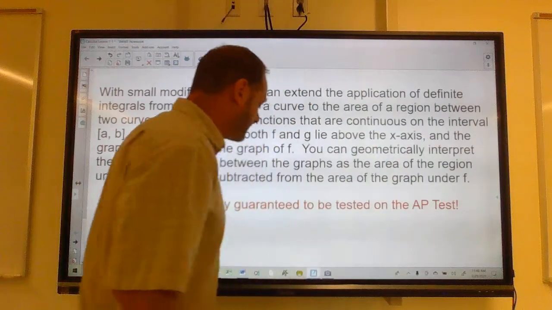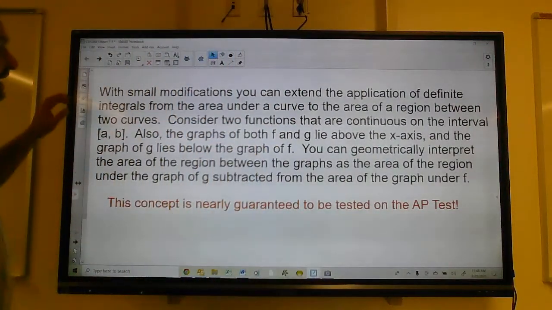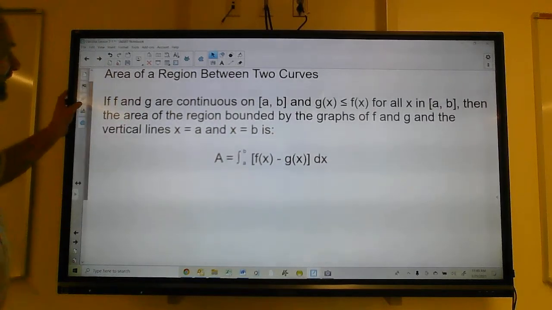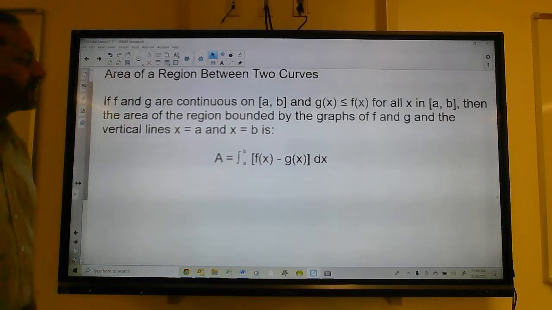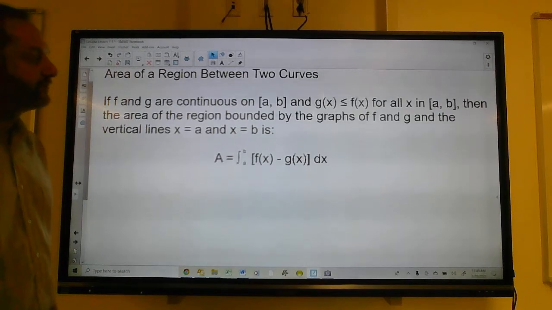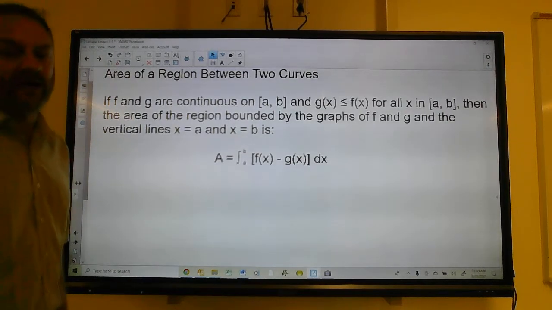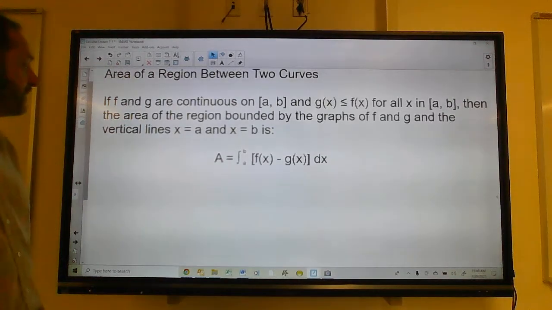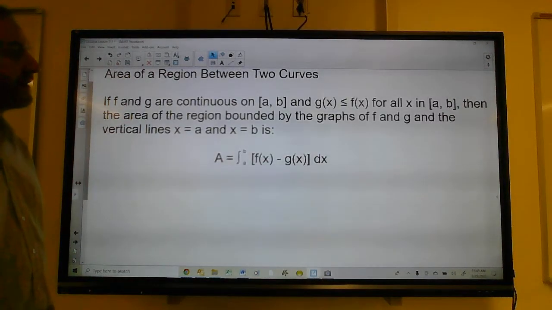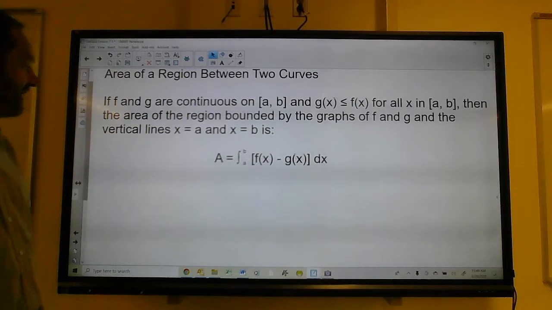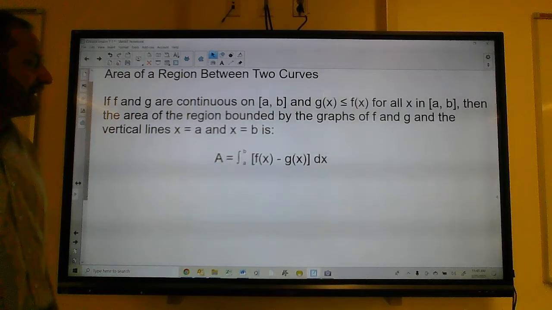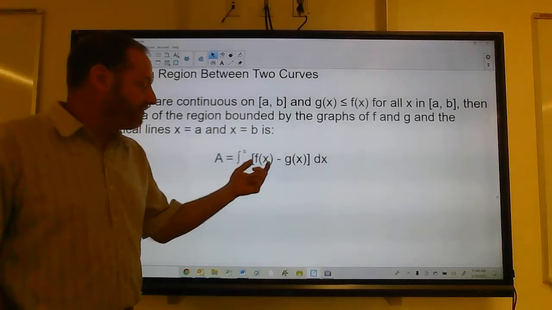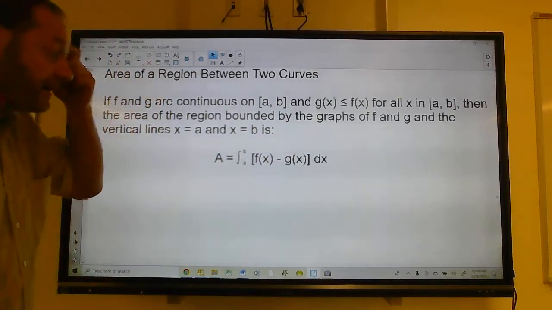Like I said, this is guaranteed to be on the AP test. So what does this look like? If f and g are continuous on the interval [a, b], and g(x) is less than or equal to f(x) for all x in the interval [a, b], then the area of the region bounded by the graphs of f and g and the vertical lines x = a and x = b is the integral from a to b of f(x) minus g(x) dx.